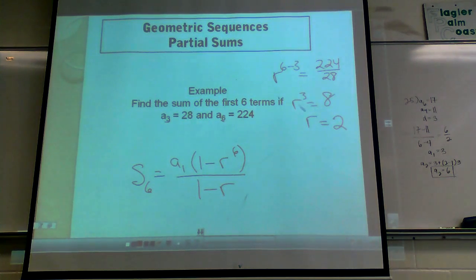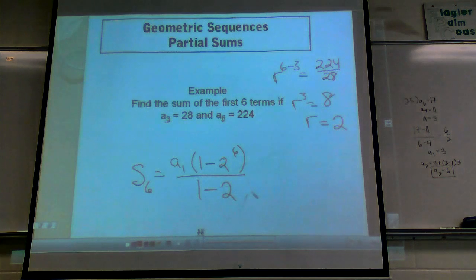All right, and then guys, cube root, right? You got r cubed equals 8. Cube root will give you 2. So now you've got this part. So I can put a 2 there, 2 there. The only thing left to do is to find the first term. How do you think I would do the first term? Or what do you think I would do maybe to get back to the first term? Subtract the difference.